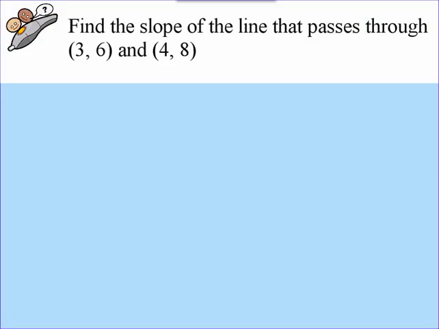Alrighty, here you go. Your turn. I want you to find the slope of the line that passes through (3, 6) and (4, 8). (3, 6) and (4, 8). Find the slope.